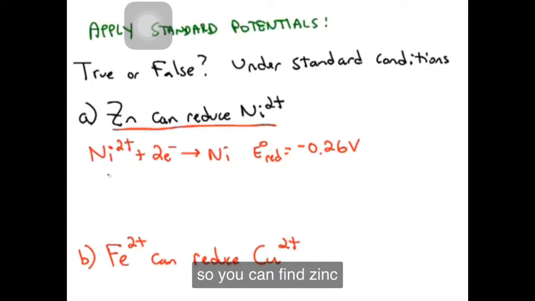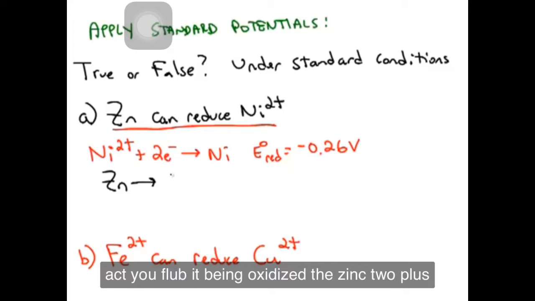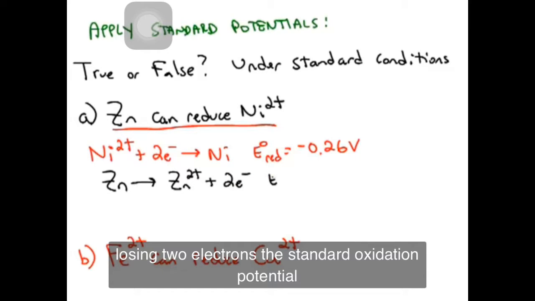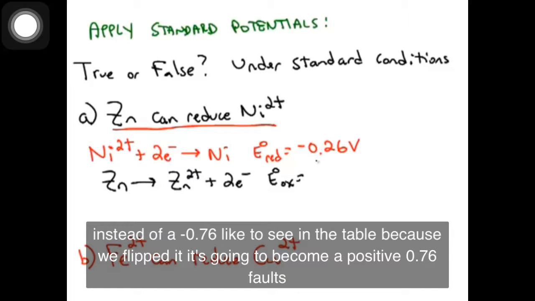So you can find zinc, after you flip it, being oxidized to zinc 2+, losing 2 electrons. The standard oxidation potential, instead of a negative 0.76 like you see in the table, because we flipped it, is going to become a positive 0.76 volts.